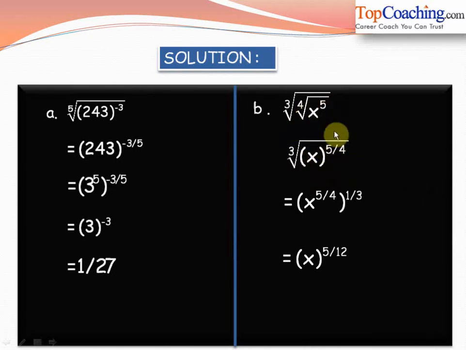Now again this could be further simplified as x to the power of 5 by 4, whole to the power of 1 by 3, because the third root could be written as 1 by 3. Thus we multiply these two powers together to get the final answer as x to the power of 5 by 12. Thus the final value of this expression is equal to x to the power of 5 by 12. Thus, using the laws of exponents, we can reduce very lengthy terms to very simplified expressions.